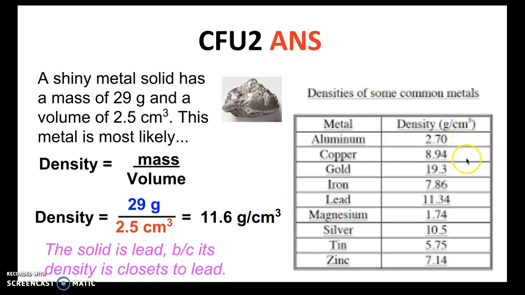And then I look on this chart here, and the metal or solid that matches with it would be lead, which has a density of 11.34. It's the only one that's close to it. And so I would say the solid is lead because the density is the closest to lead.